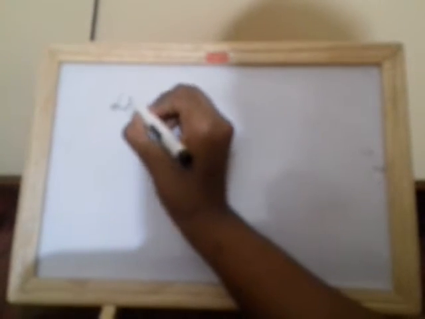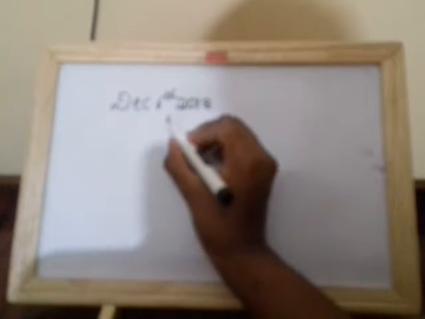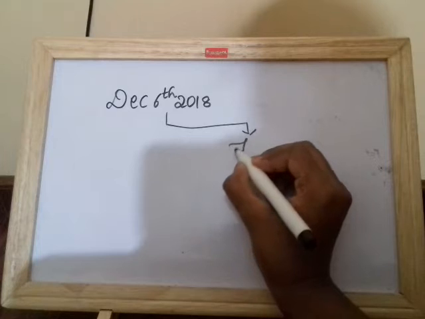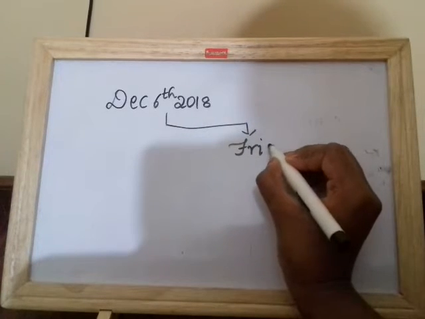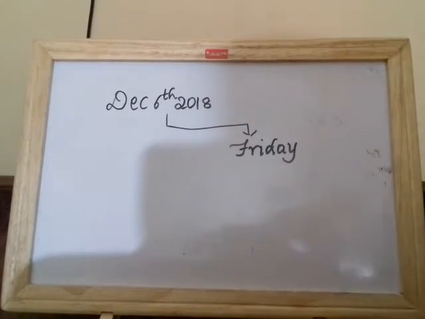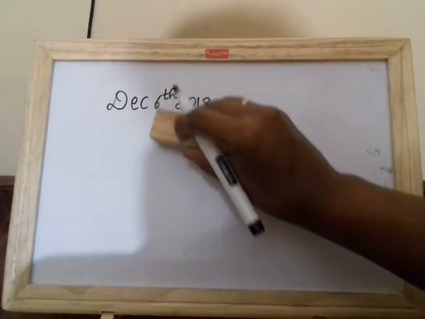So, our first date was December 6th, 2018. In this, we have two sections. First, the given day for the date is Friday. Yes? Then, let us find the actual date to which it belongs.